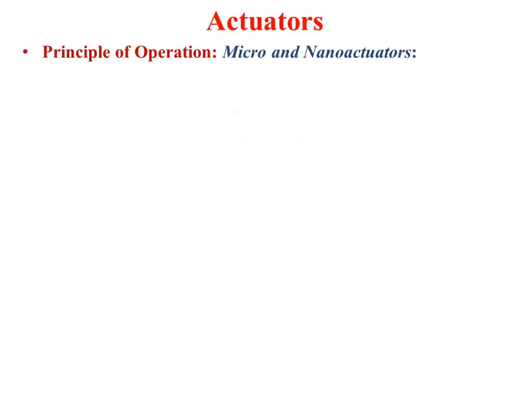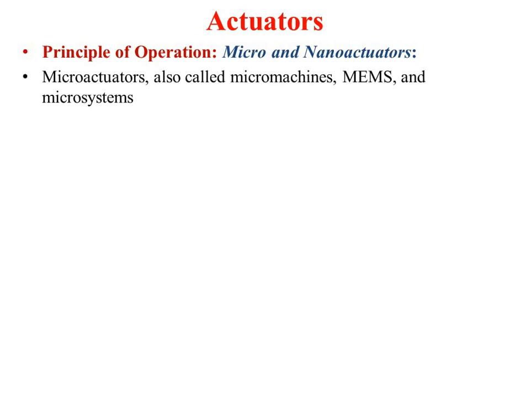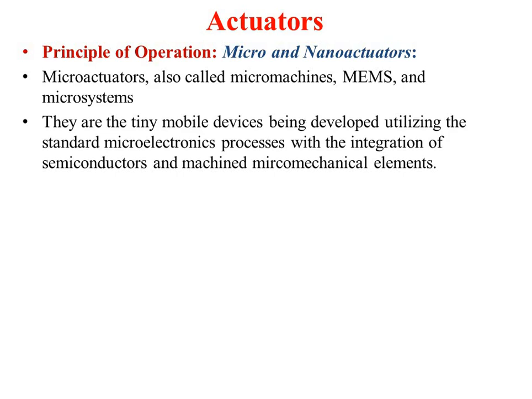Now today we will be continuing with the actuators and we are going to focus on micro and nano actuators. We are going to see how exactly micro and nano actuators are manufactured and how they are used as actuators. Micro actuators are also called micro machines, MEMS or microsystems. They are tiny mobile devices, in the sense that you can move them from one place to another. These are not heavy, they are very tiny mobile devices being developed utilizing standard microelectronic processes.